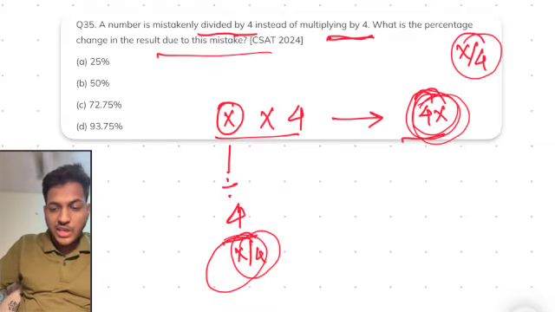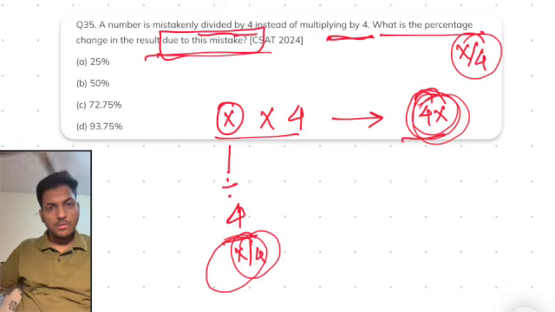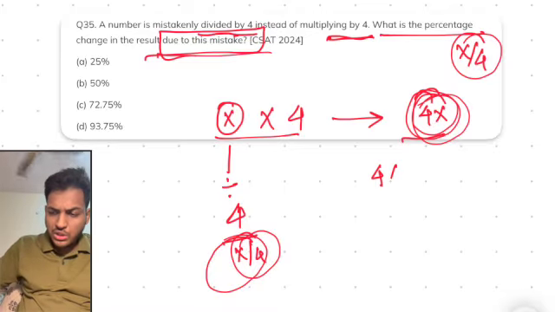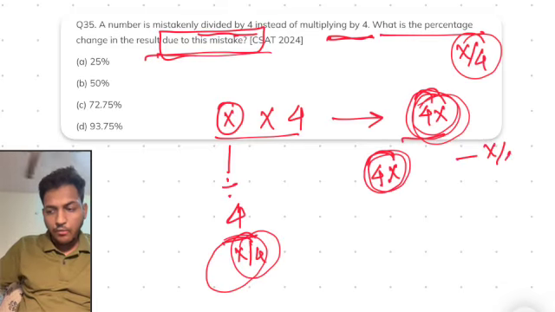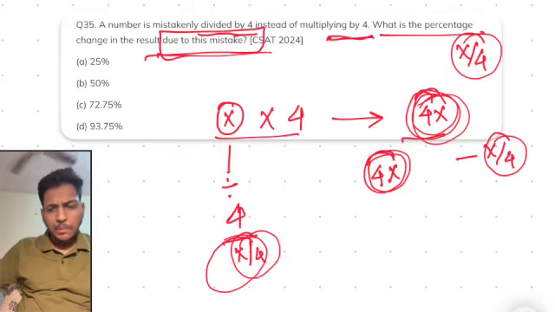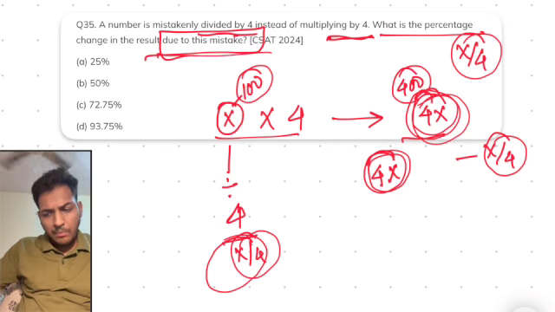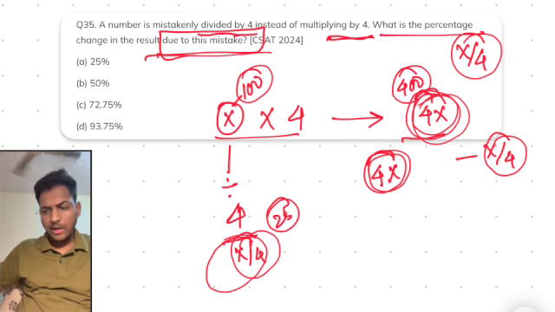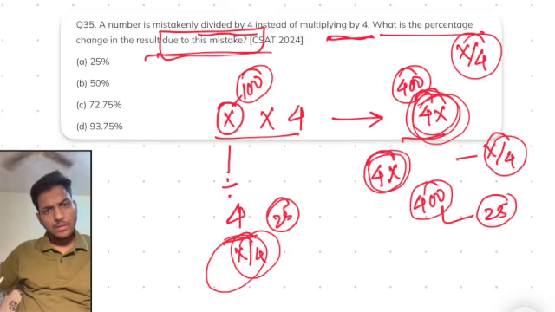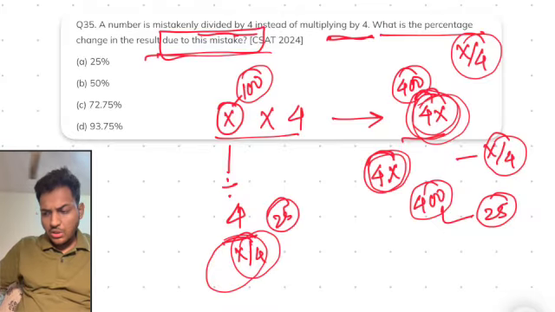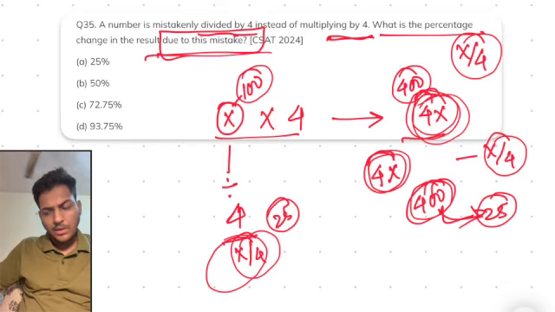So what is the percentage change due to this mistake? That means 4x should have been the original number, but your number is coming out to be x by 4. For the sake of simplicity, you can take x as 100. So that means you should have got 400, but by dividing by 4 you got 25. That means the real answer is 400, but you got 25. So what is the change? From 400 to 25, what is the change? This is real to fake. How much is the change?